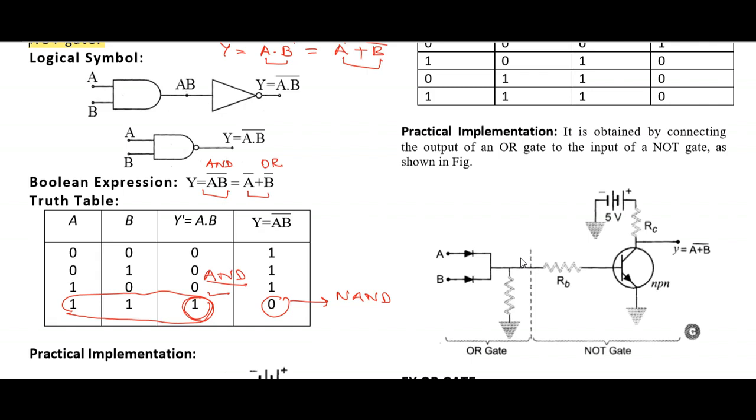I will repeat. If all the inputs are high, then the AND gate gives us high output. If all the inputs are high, AND gate gives us high output. If all the inputs are high, NAND gate gives us low output.